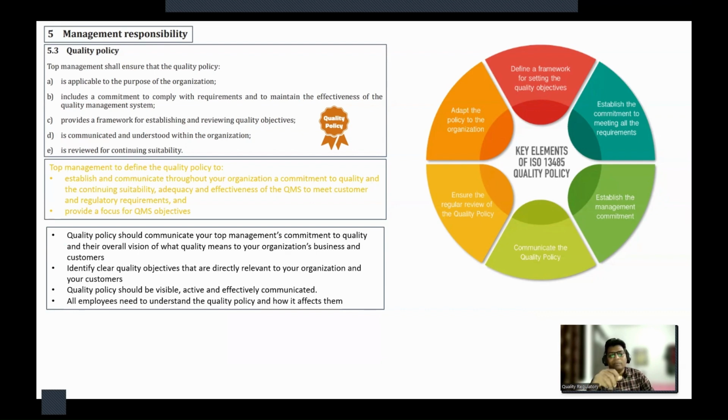The quality policy should communicate your top management's commitment to quality and their overall vision of what quality means to your organization, business, and customer. Identify clear quality objectives that are directly relevant to your organization and customers. The quality policy should be visible, active, and effectively communicated. All employees need to understand the quality policy and how it affects them. All this top management has to ensure.